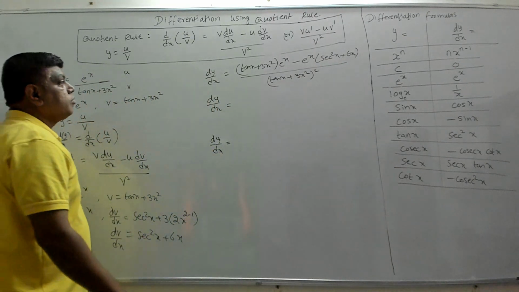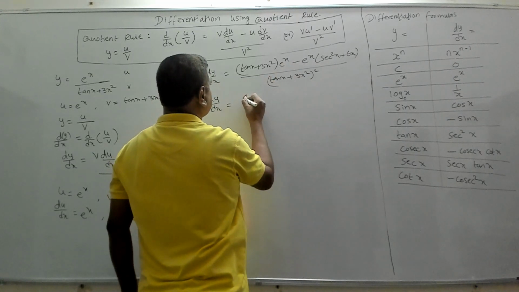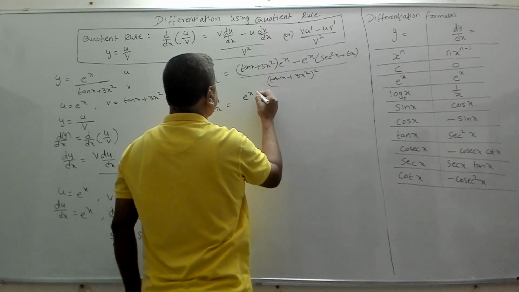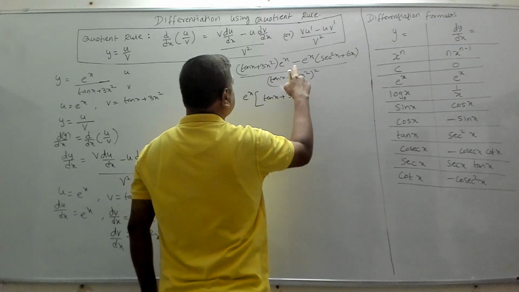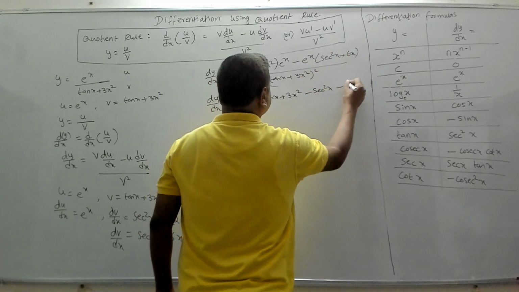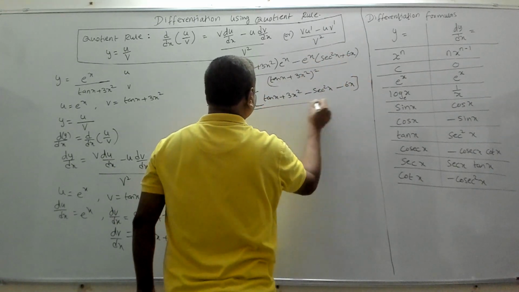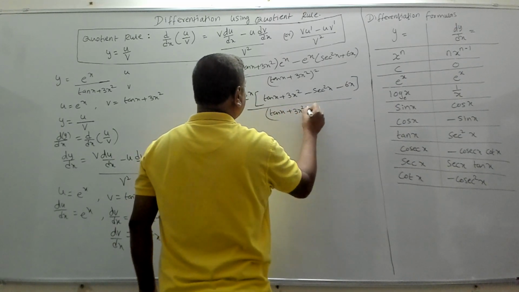Right? So if we simplify this, we can probably take e power x common. We can't simplify further. If you take e power x common, then you get tan x plus 3x square, then minus into secant square is minus secant square x, minus into 6x is minus 6x, by tan x plus 3x square the whole square.